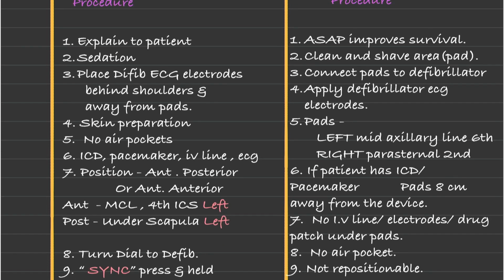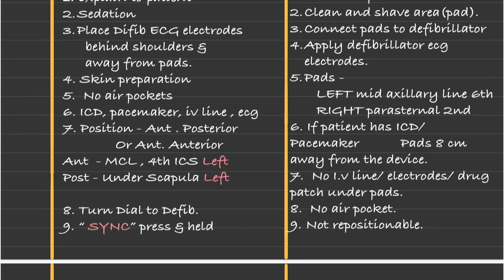After attaching them, if the patient has an ICD or pacemaker, the pad should be placed 8 cm away from the device. In order to avoid interference of the shock, we have to place the pads 8 cm away from the device. There should be no IV line, electrodes or drug patches under the pads. There should be no drug patches such as buprenorphine.